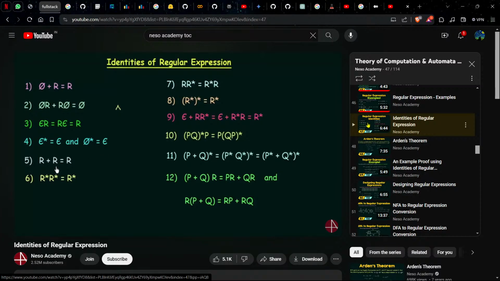Okay. Now let's come to the fifth one. This is very simple. Union of two regular expressions that are the same is the regular expression: R plus R equals R. Okay, so now let's come to the sixth one. The sixth one says R star R star equals R star. This means that if you perform the concatenation of the closures of two identical regular expressions, R and R, then you get the closure of that regular expression as a result. We get R star.